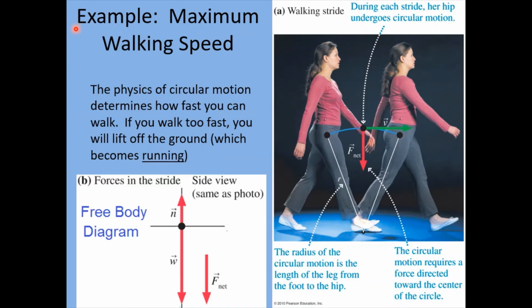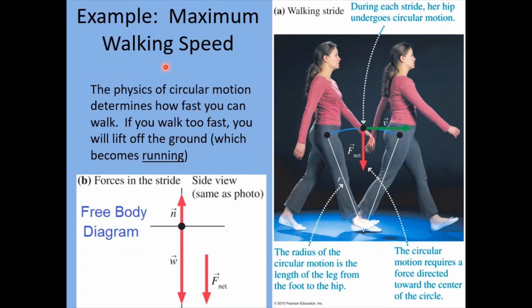Here's our next example, which is sort of a surprising use of uniform circular motion, and that is walking. We don't usually consider, when we're walking just down the street on a flat horizontal surface, that this is circular motion, but we can model the motion of our hips and our leg as circular motion, which brings up an interesting way to estimate the maximum walking speed.